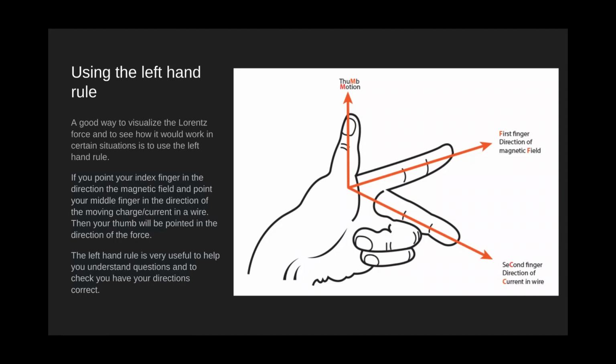So the left-hand rule is quite important. As you can see on the picture, we have the thumb being the motion, the force. The first finger is the direction of the magnetic field, and your second finger is the direction of the current in the wire. So this would be using the equation F equals IL crossed with B. And it's a good way to visualize it because it can help with your questions or anything you're trying to answer in an exam, for example.